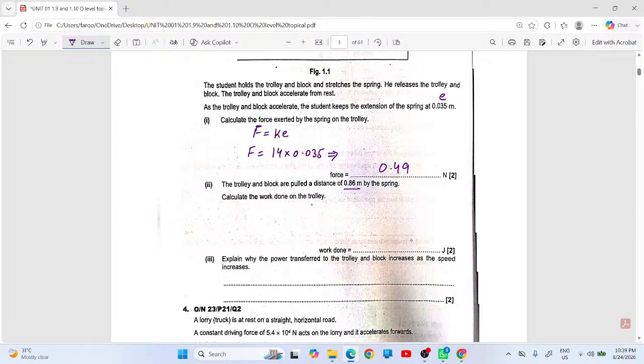Next, the trolley and block are pulled a distance of this by the spring. Calculate the work done on the trolley. Work done on the trolley is F times d, that is 0.49 times distance 0.86. Correct? That gives 0.4214, about 0.42.